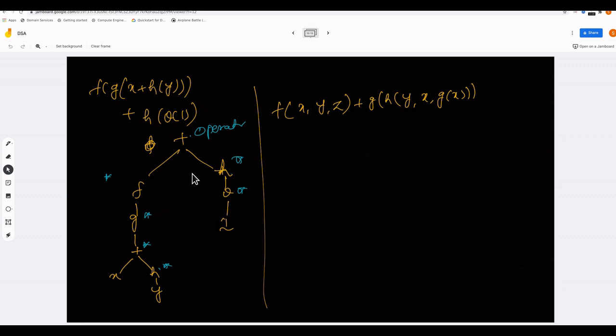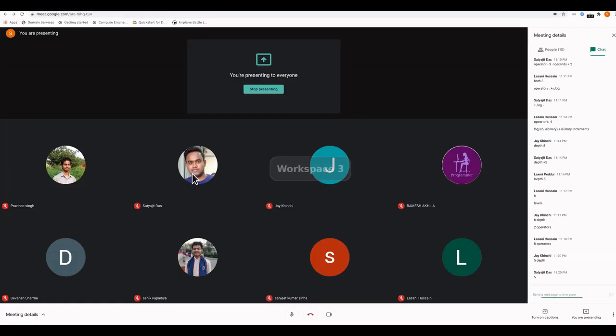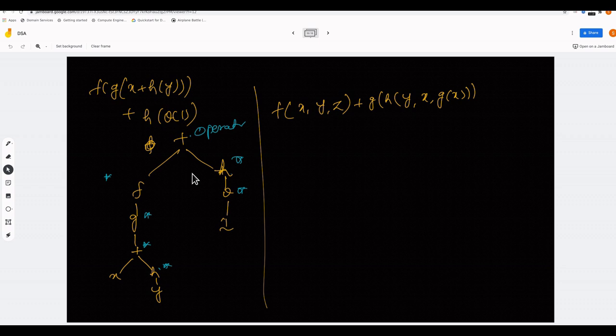So plus G, H, and Y and X are just other operands, and hence G of X. So plus G, H, G. I think 4, right? Let's see. Let me take a different color just for fun. So plus, F of x, y, z, and G and H. So H has y, x, G of x.